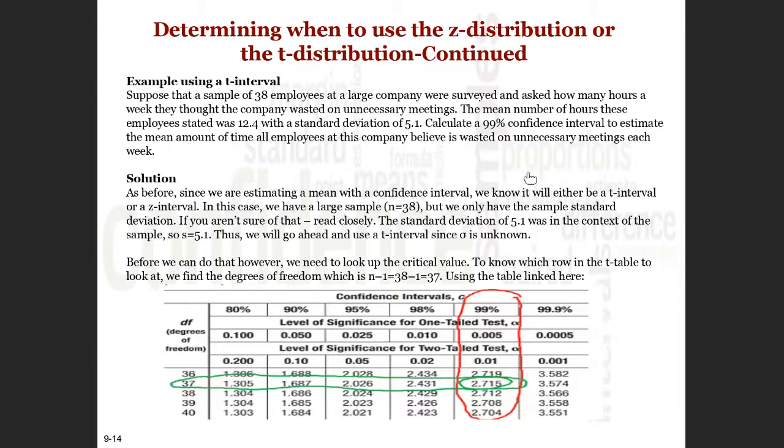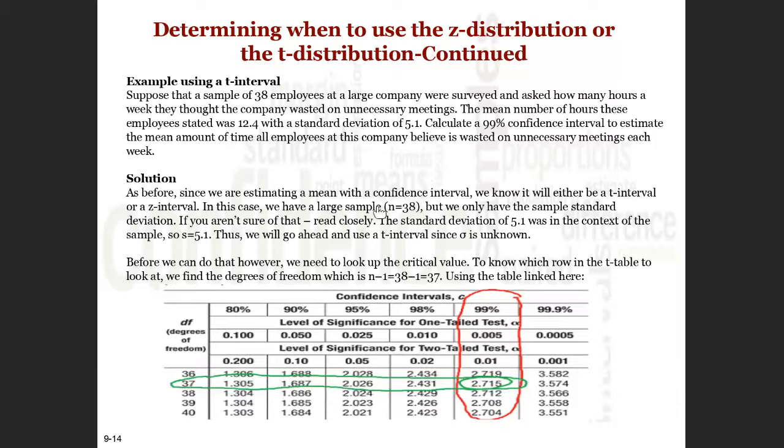So this is exactly the same thing that you saw in the video. Suppose that a sample of 38 employees were surveyed and asked how many hours they thought the company wasted on unnecessary meetings. The mean number of hours these employees, and look at the language, these employees, which means it's only from the sample, was 12.4 with a standard deviation of 5.1 in the sample. Calculate a 99% confidence interval to estimate the mean amount of time that employees at this company believe is wasted on unnecessary meetings.